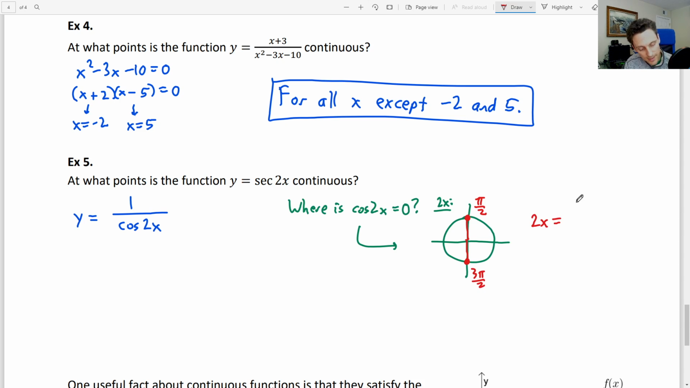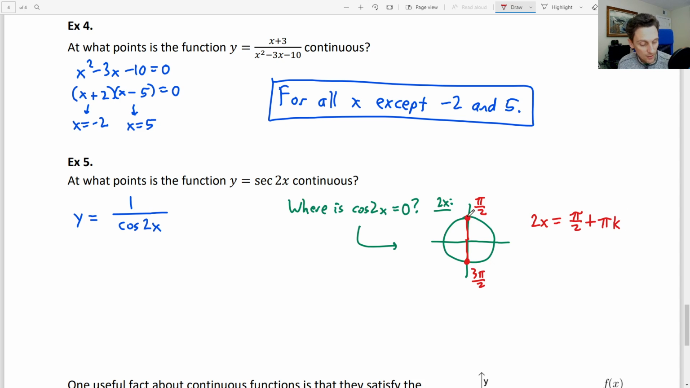So when 2x is equal to pi over 2 plus a multiple of 2 pi, we have solutions to this, to this cosine 2x equals 0. And then if 2x is equal to 3 pi over 2 plus a multiple of 2 pi, then we also have solutions. Remember, though, that from precalculus or trigonometry, you can compress both of these sets of solutions into a single expression, pi over 2 plus pi k.